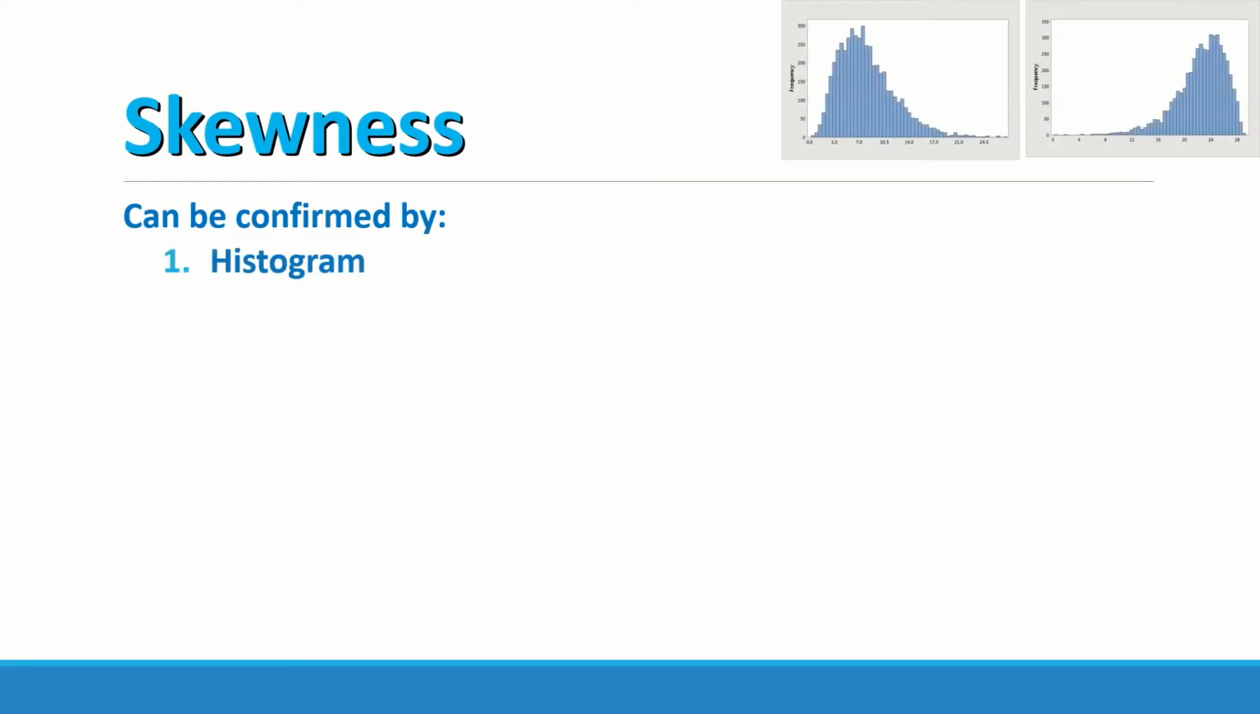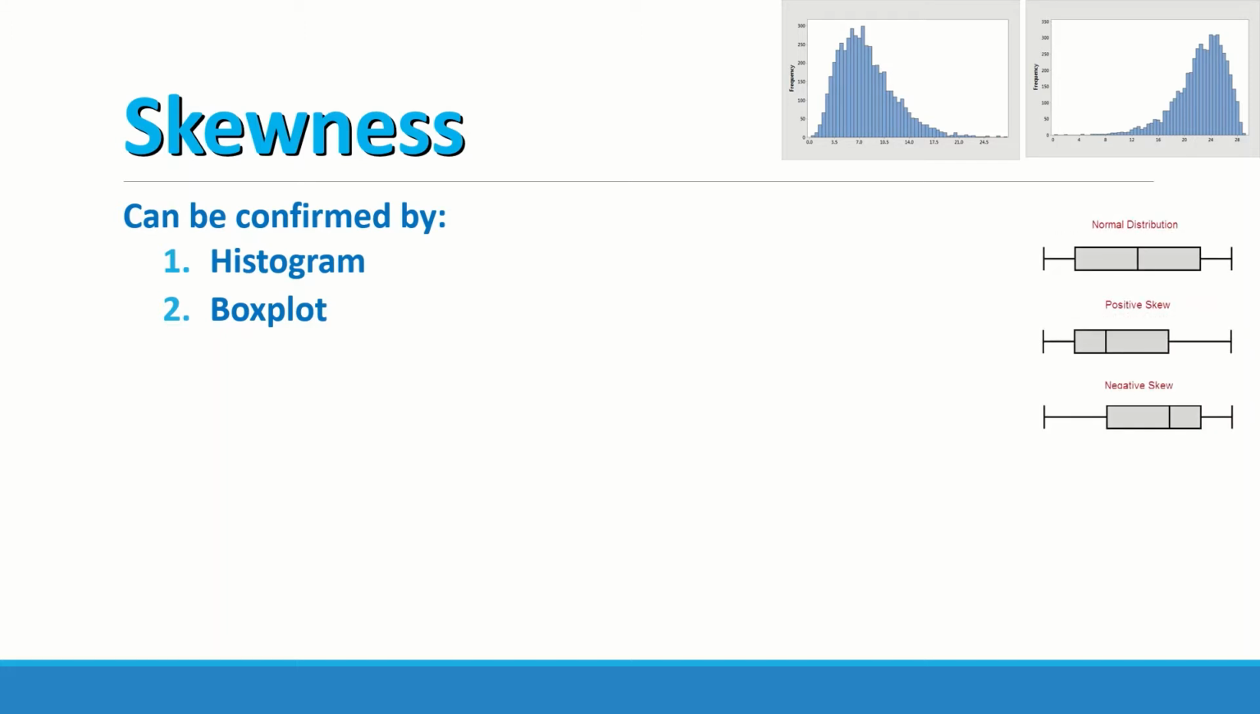Now, how can we really spot skewness in data and observe it? There are several different ways. The first one is to plot your data in a histogram and look at the pattern of distribution, whether the data are clustered to the left side or to the right side. The second way is to draw a box plot, and in the box plot, if the two whiskers are equal in length, then the data are normally distributed. If one of the whiskers is longer than the other, then there is skewness in the data.